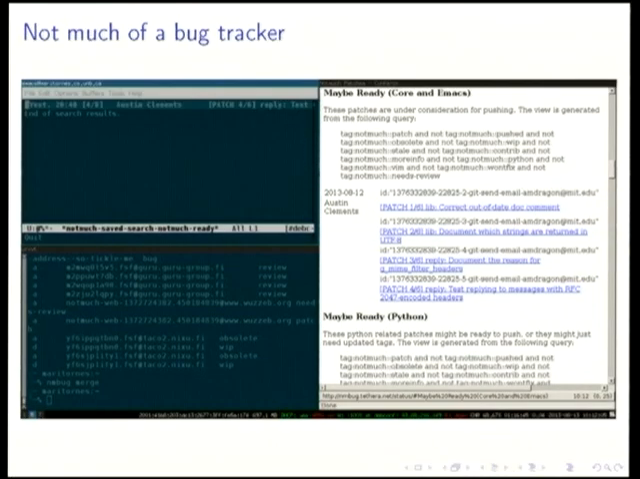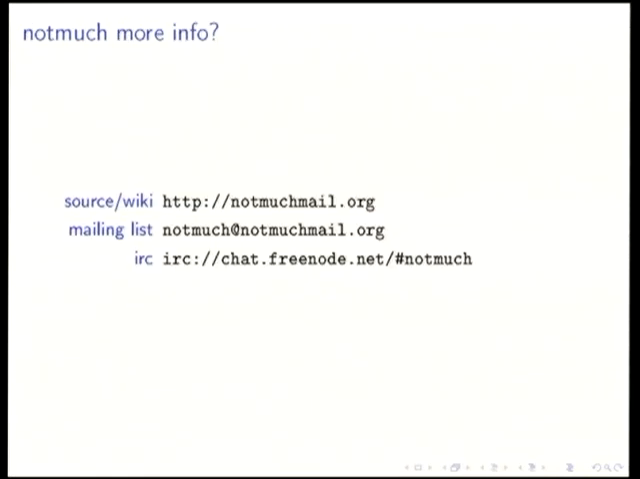People complain that Notmuch doesn't have a bug tracker. In fact, it has a very nice bug tracker called nmbug, which uses Notmuch. There's a read-only web interface. There's a distributed tagging interface, which you also can't see working in this window. And you can see what bugs are outstanding. And you can find more information there.